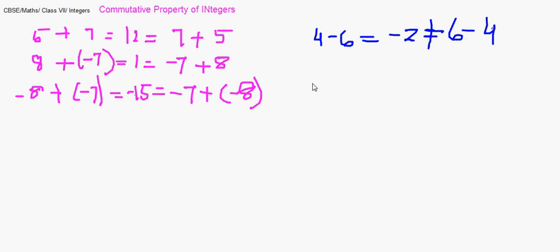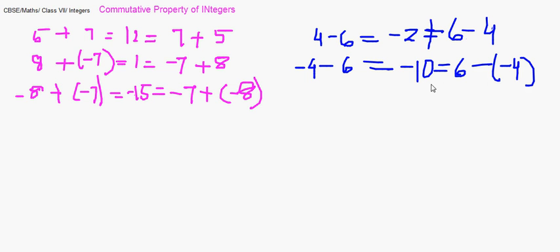Or if I am just subtracting a negative number, I'm subtracting 6 from minus 4. That will give me minus 10. Now let me subtract minus 4 from 6. Will this give me a 10? It will give me a 10 but not minus 10. So if we change the sequence under subtraction, we see that we are not getting the same answer.